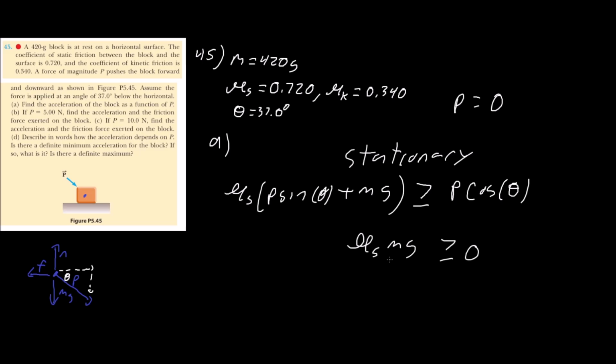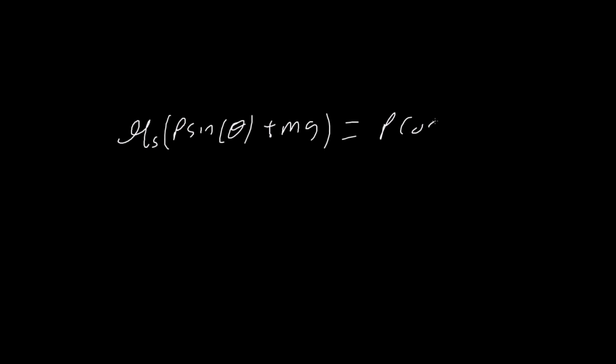Now let's find P where the values are equal to each other, because that's where the inequality is going to change signs. That means this won't hold true after that. So let's solve for this. Static friction: P sine of theta plus mg equals P cosine of theta. So let's find the values where this is equal.